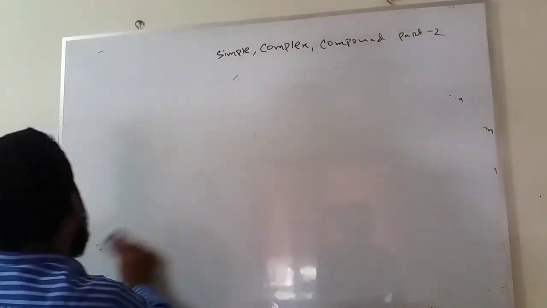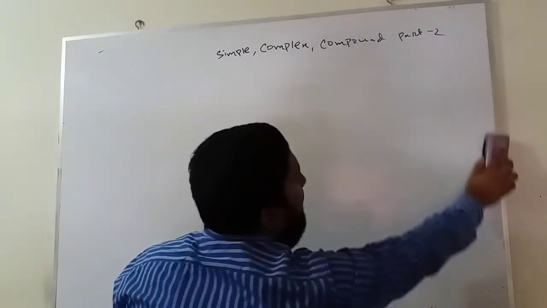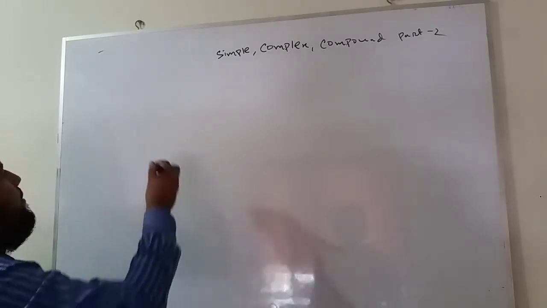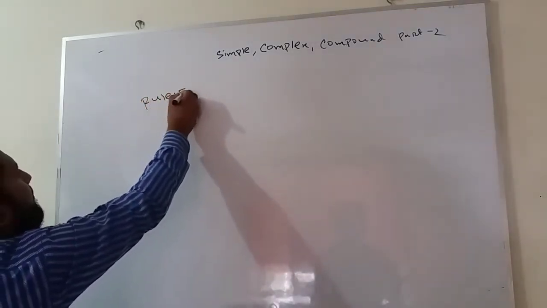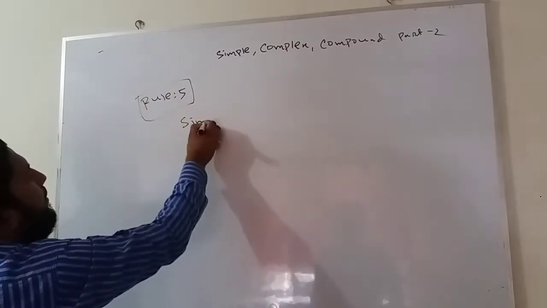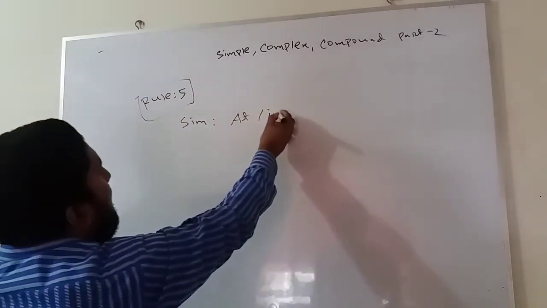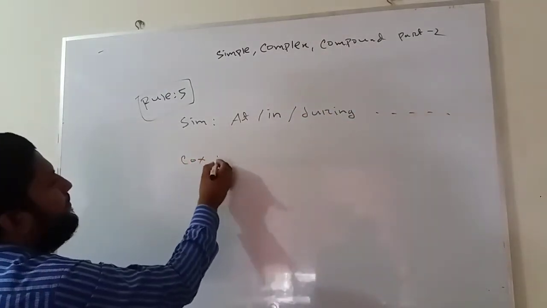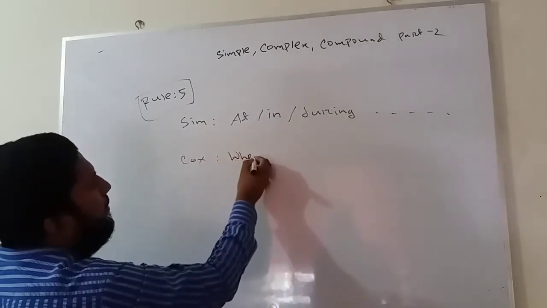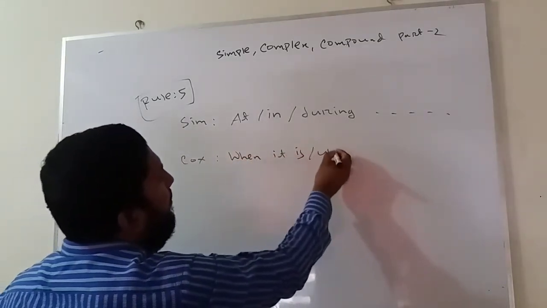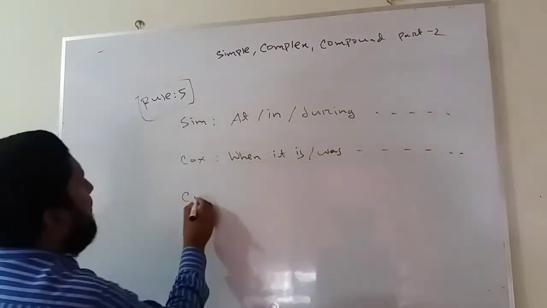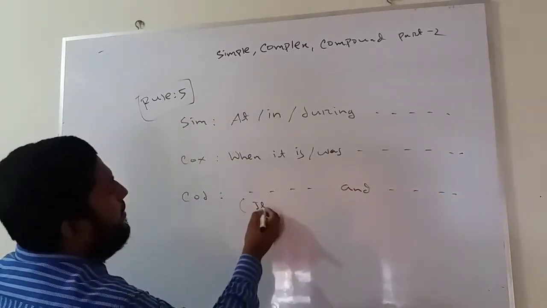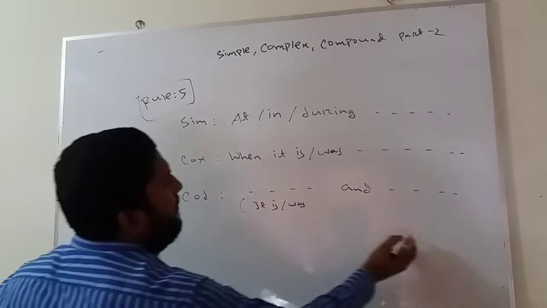In previous classes I have discussed the rules of 4. Now today's class I am starting from rule number 5. Rule 5. Simple: at, in, during. In complex: when, it is or was. In compound: and. But the sentence starts with it is or was.